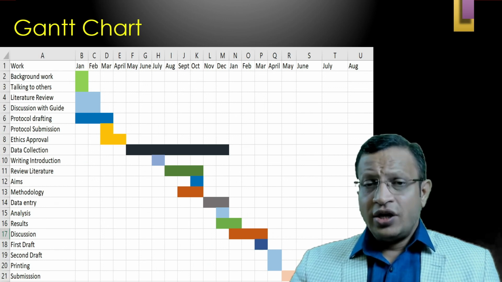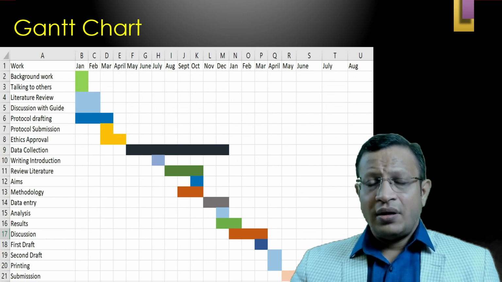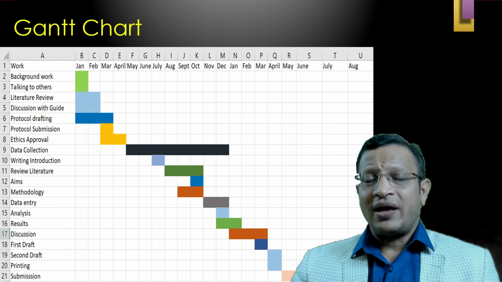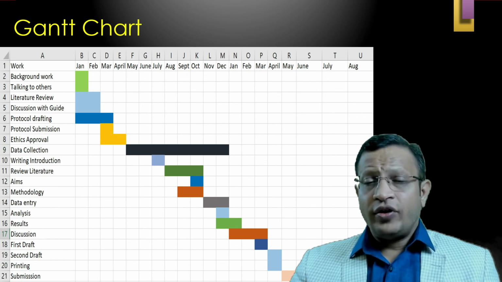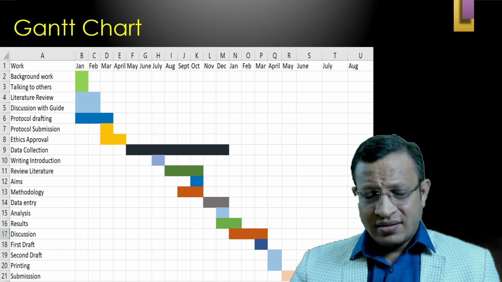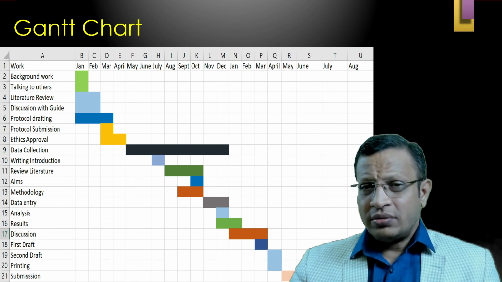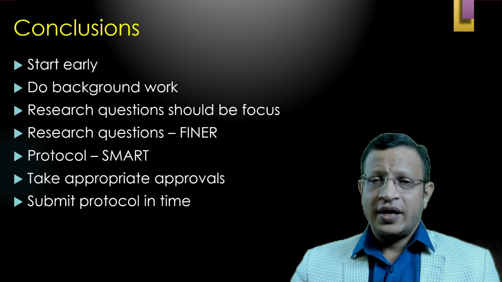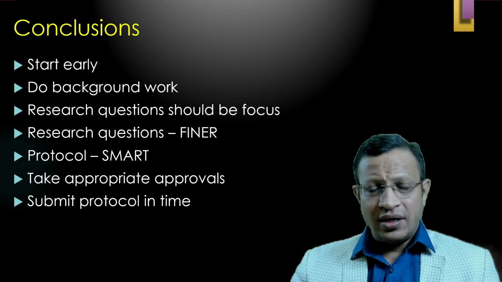So have a Gantt chart. So you will know how you are going through your research, whether it is in time, whether you are writing the protocol, whether you are collecting the data. If you know at this point of time, the journey becomes very easy and you will enjoy doing research. If you don't follow the timeline, you will be at stress. You will start hating the research and you will never enjoy the research, and it will be very difficult to learn research.